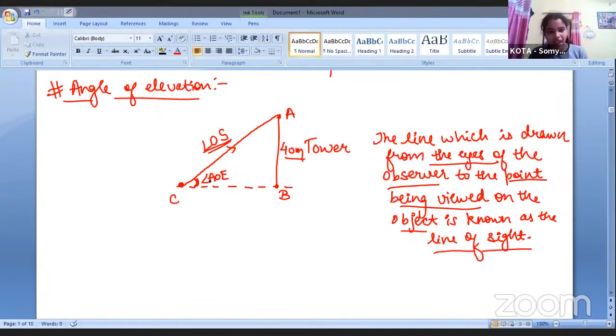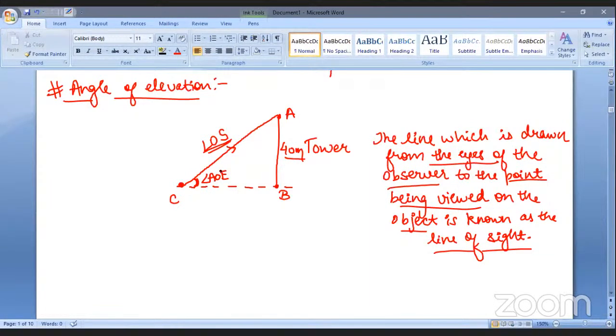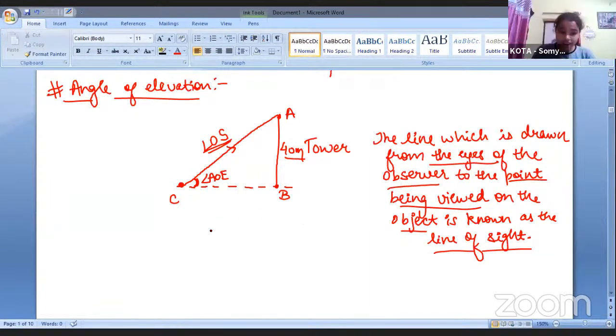Is this angle of elevation clear to you all? Yes, ma'am. Okay, now let us move ahead.